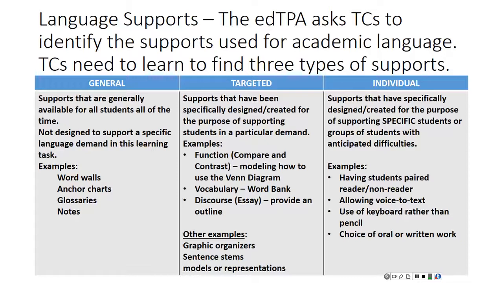Now, individual supports are supports that you have specifically designed and created for people, humans. It might be a specific one student or a specific group of students. So you might have students paired, reader, non-reader. You might allow voice to text. And when you're trying to decide what they're going to struggle with, think about, you're asking them to listen. Do any of your students have trouble with listening? Because I found that no American students have any trouble with listening.